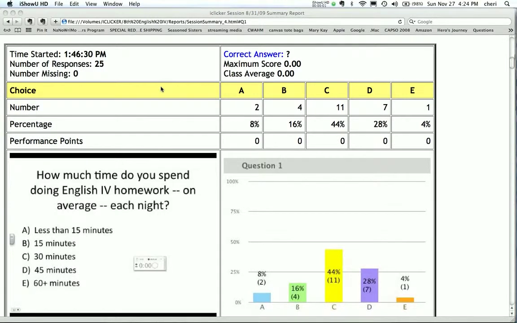The technology tool I want to look at here is the iClicker. And the two things that I really like about my iClickers, first of all, that they allow students to express an opinion, especially if I'm polling them, with complete anonymity. And I'll show you in a moment how I use the iClickers to spark discussion.